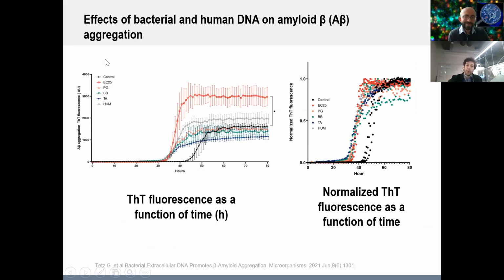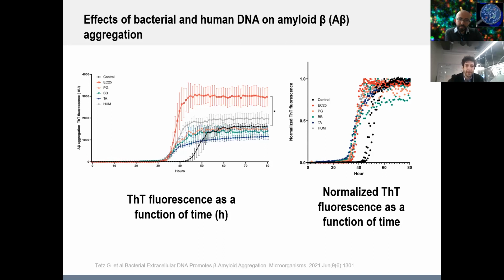Although tau protein is an important driver of Alzheimer's disease, the most critical role, definitely, is attributed to beta amyloid. And to investigate the effect of bacterial eDNA on A beta misfolding and aggregation, we studied the fibrillation kinetics of A beta in the absence or presence of DNA extracted from different bacteria.